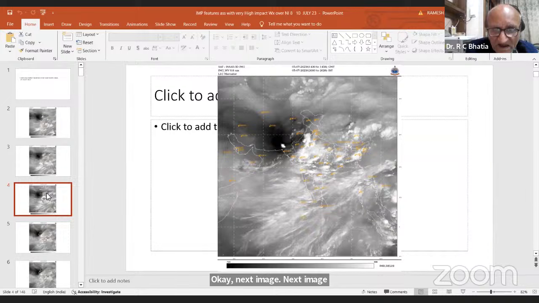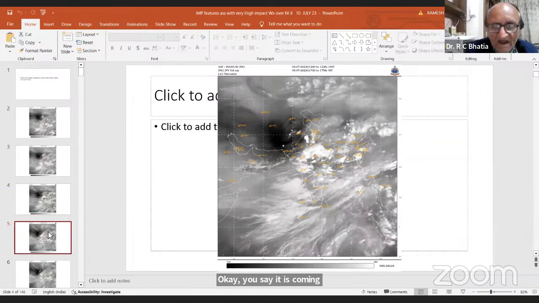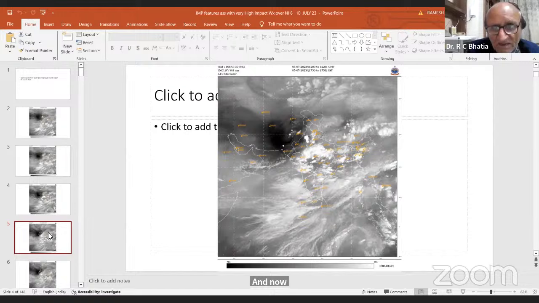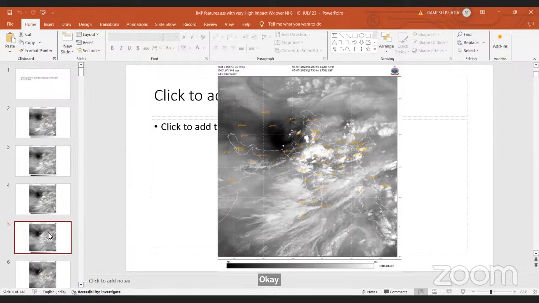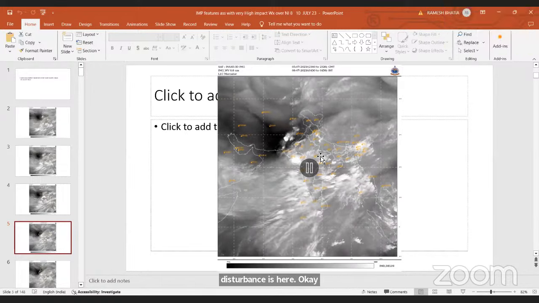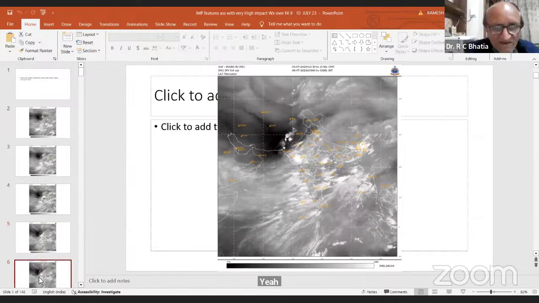Okay, you see it is coming down one by one. And now the interaction of the monsoon winds coming from the east and the western disturbance is here. Okay. You can see this.